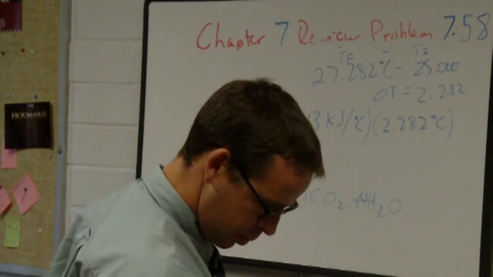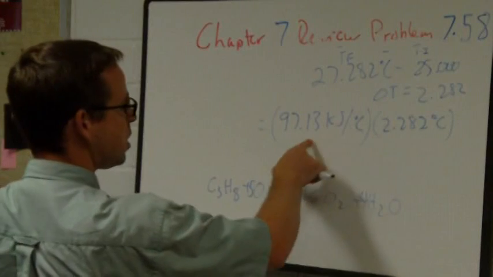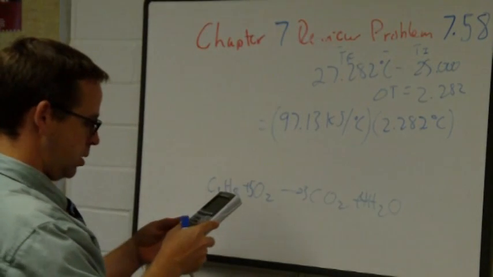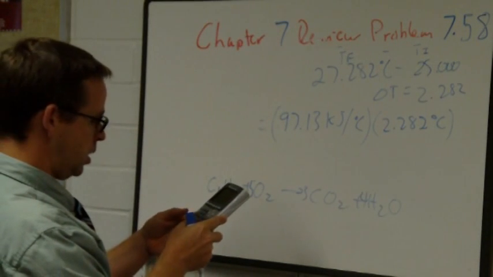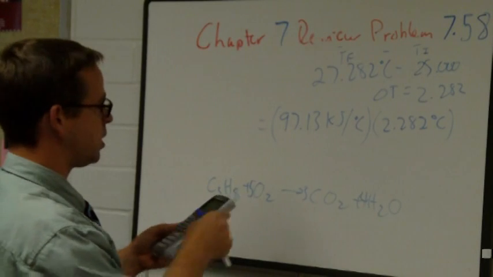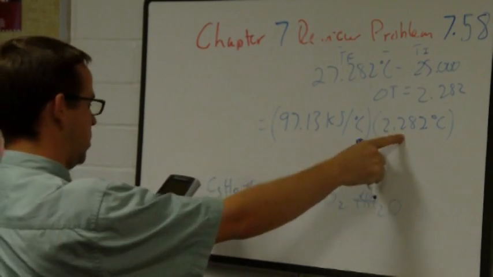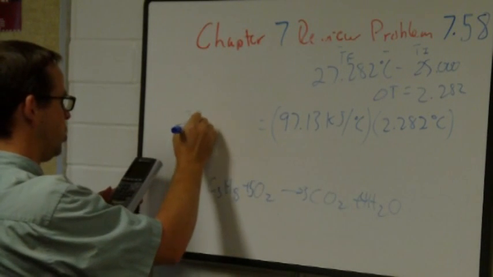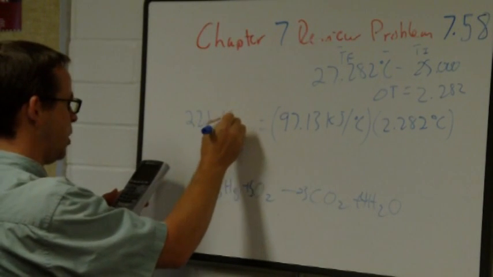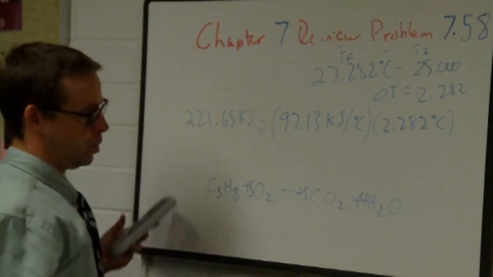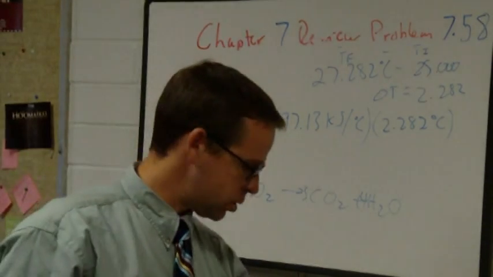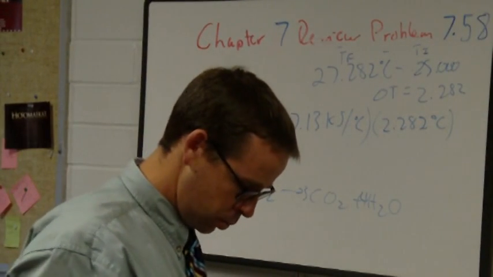How many joules were liberated in this reaction? So this times that. 97.13 kilojoules per degree Celsius, and this is the change here. So it's 221.65 kilojoules. So if they're asking how many joules, the answer is going to be 221,000.